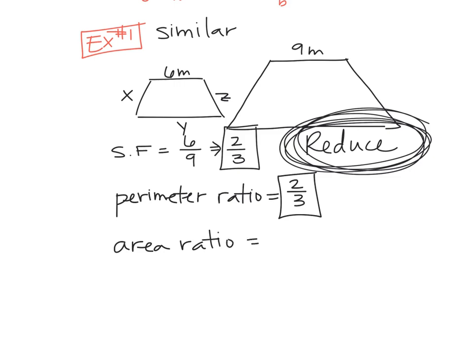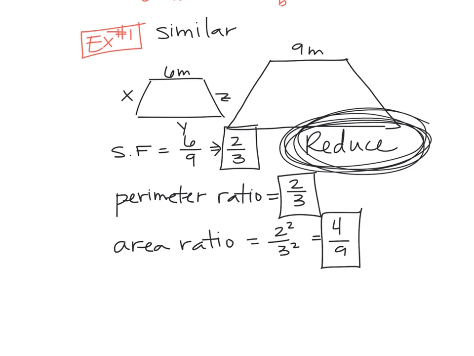Area ratio will be 4-9, right? We're just taking, actually, let's write it this way. We're taking that 2-3 and squaring both parts, which is 4-9. Okay, so scale factor, perimeter, identical. Area ratio, just square the first one. Okay?